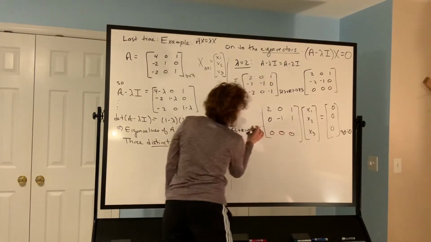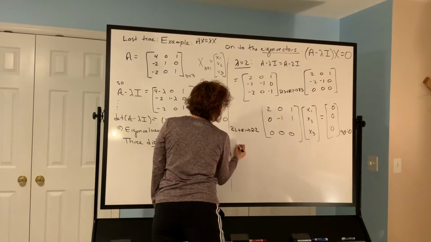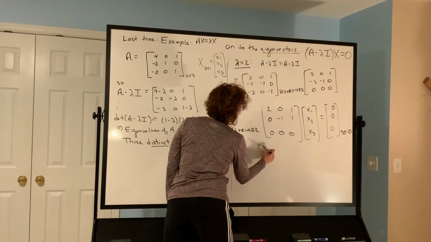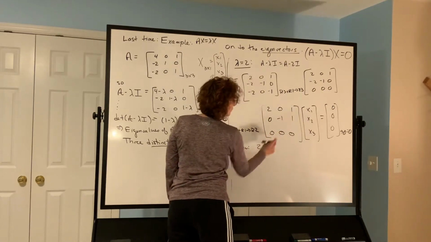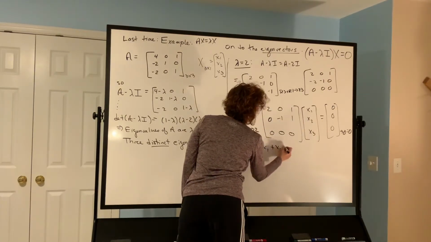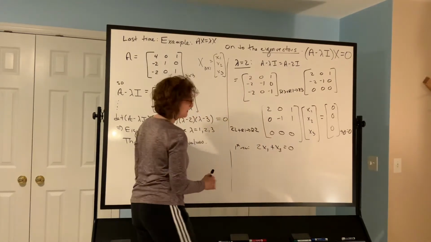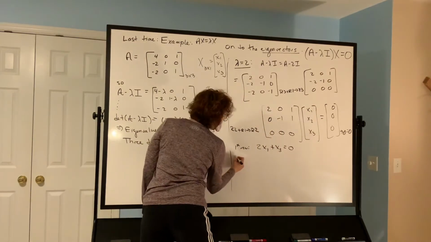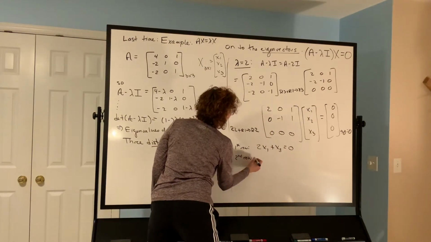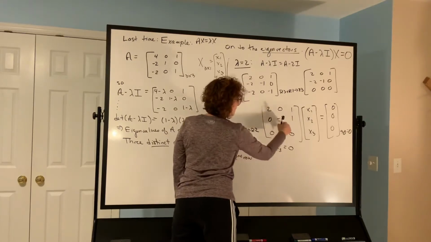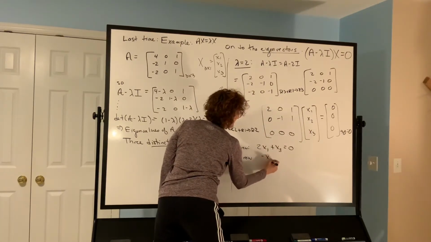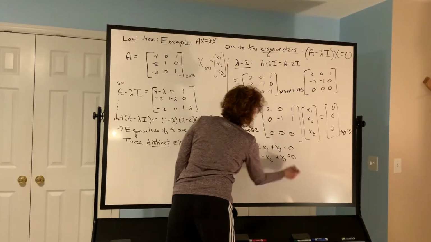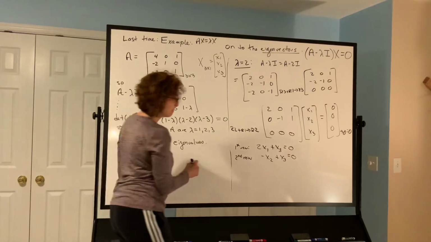What does the first row say? The first row is saying 2 times x1 plus 0 times x2 plus 1 times x3 is equal to 0. That times that plus that times that plus that times that is equal to that. And the second row is saying 0 times x1 plus minus 1 times x2, so minus x2, plus 1 times x3, so plus x3, is equal to 0.